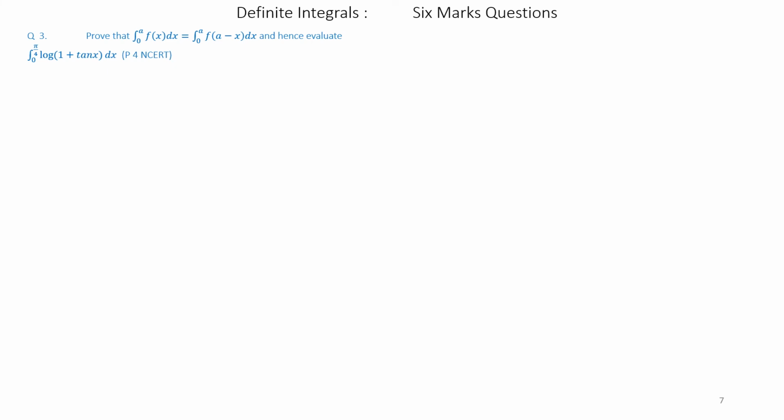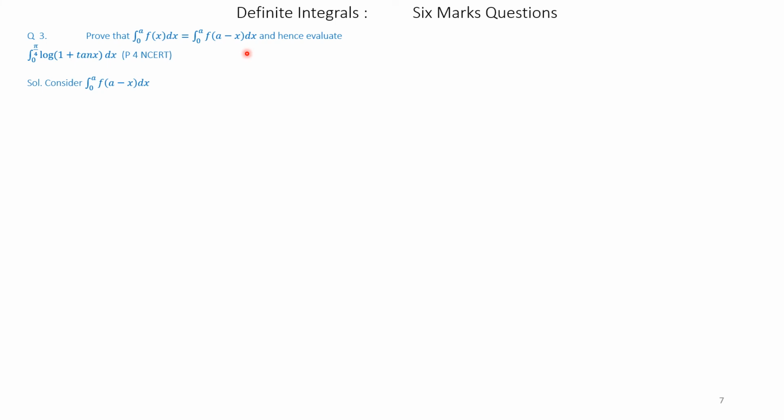6 marks question. Question number 2. Prove that the integral from 0 to a of f(x) dx is equal to the integral from 0 to a of f(a minus x) dx, and hence evaluate the integral of log of (1 plus tan x) dx. Consider the integral from 0 to a of f(a minus x) dx, that is the right hand side term of this property.